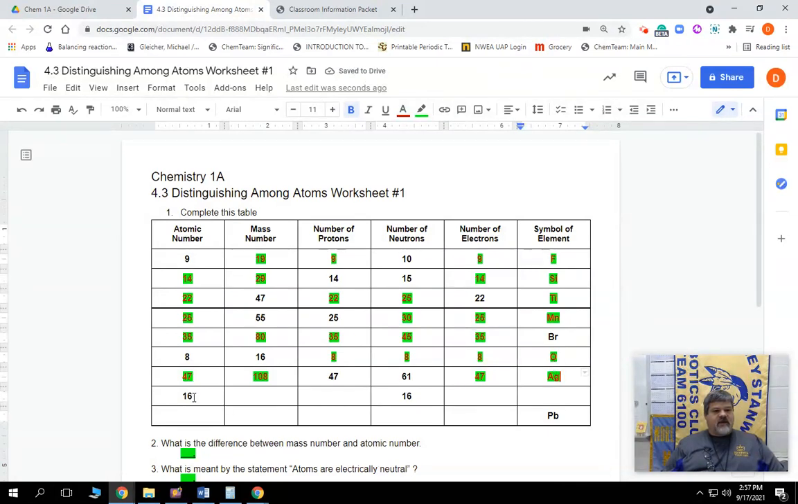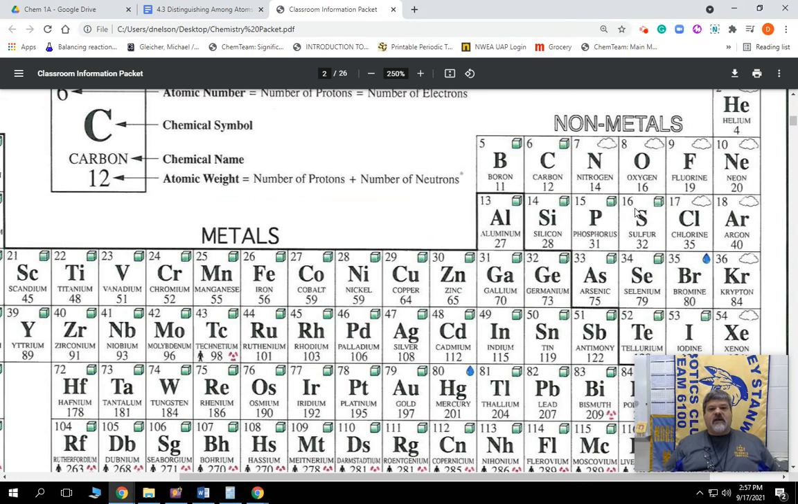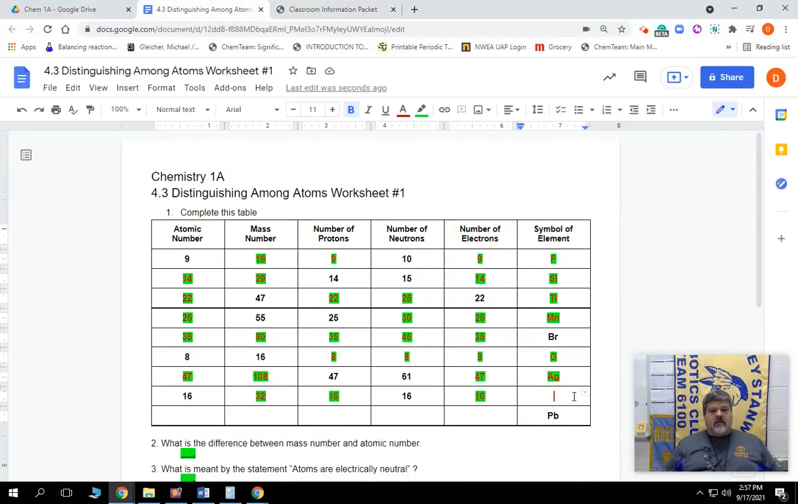The atomic number is 16, which means the number of protons is 16. The number of electrons is 16. And so now we're going to add these two together. So I have 16 protons and 16 neutrons. So I'm going to have 32 as my mass number. So let's go ahead and look at 16 on the periodic table. The atomic number of 16 is sulfur. Okay, so we have sulfur, so we're going to put capital S in there. Let's go on to the last one.